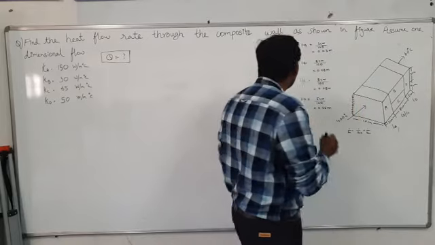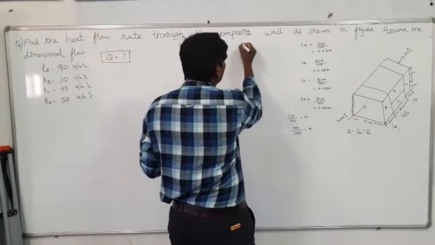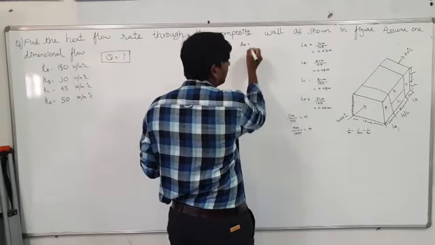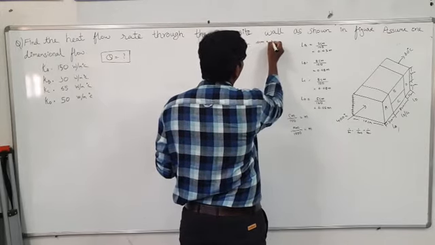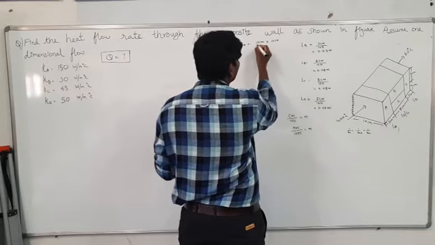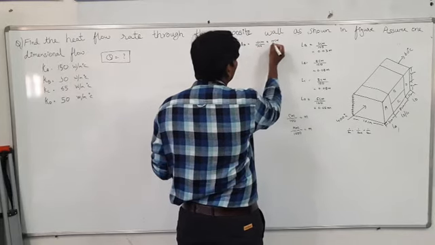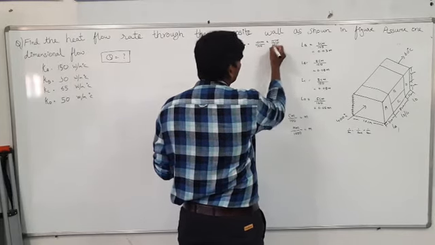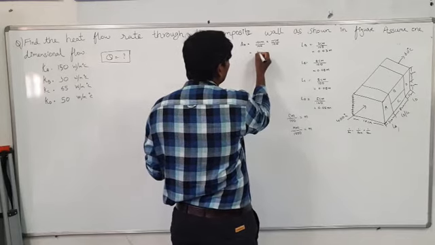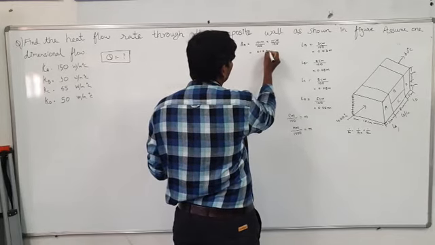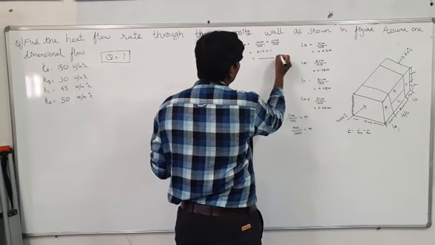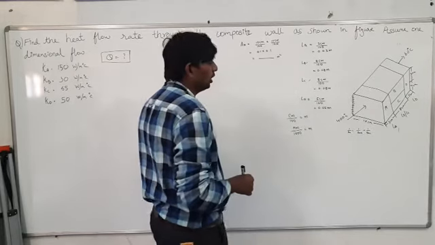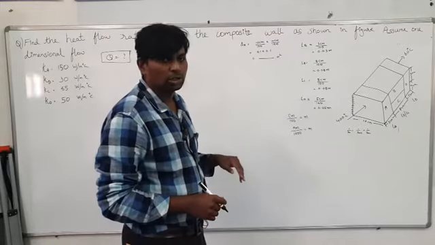So you will get the area AA. What is the area AA? This one is 10 centimeter and this one is also 10 centimeter. This centimeter you first have to convert into meter. So this will become 0.1 and this one also becomes 0.1, and you will get the answer. The answer should be in meter square. You will find out that answer.